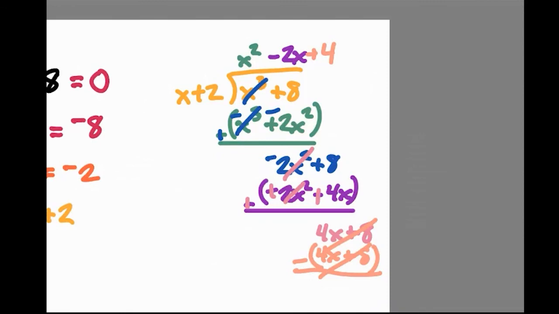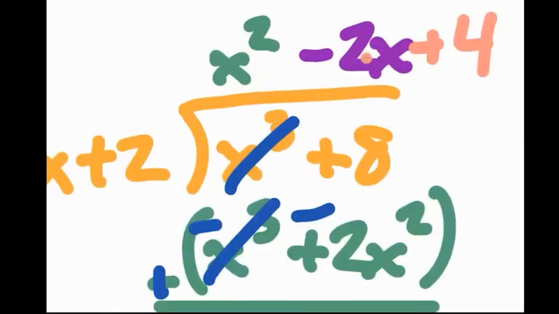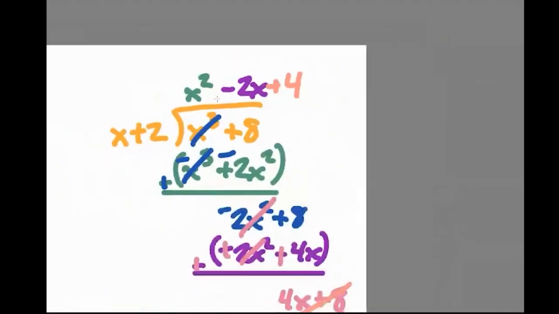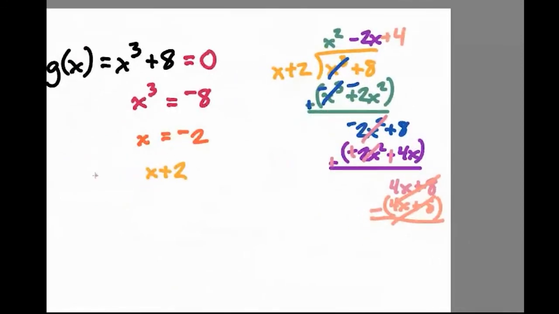So now we need to figure out what are the other 2 solutions from this x squared minus 2x plus 4. So I'm going to use quadratic formula to figure out those other solutions real quick. So you're going to have x be equal to negative b, which is going to be positive 2, plus or minus the square root of b squared, which is 4, minus 4 times 4 times 1, which is 16.